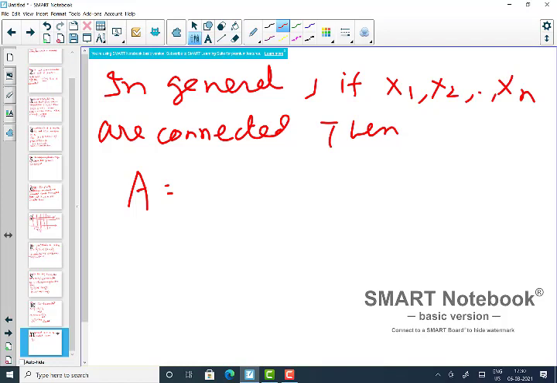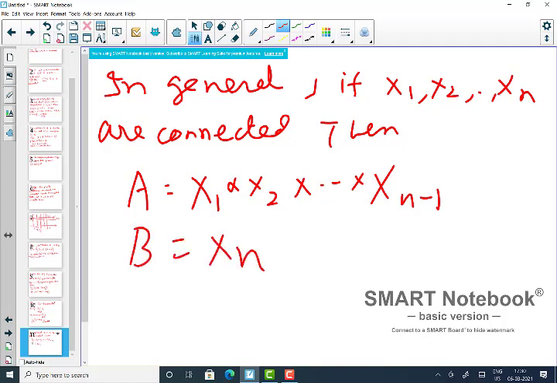I'm using mathematical induction, assuming it is true for n minus 1. So you can write A equal to x1 cross x2 cross ... cross xn minus 1, and B equal to xn. If you use mathematical induction, you can show A is connected, B is connected, and for the case n equal to 2, you know this is true. So A cross B is connected, which is nothing but the finite Cartesian product of x1 to xn. So a finite Cartesian product of connected spaces is connected always.